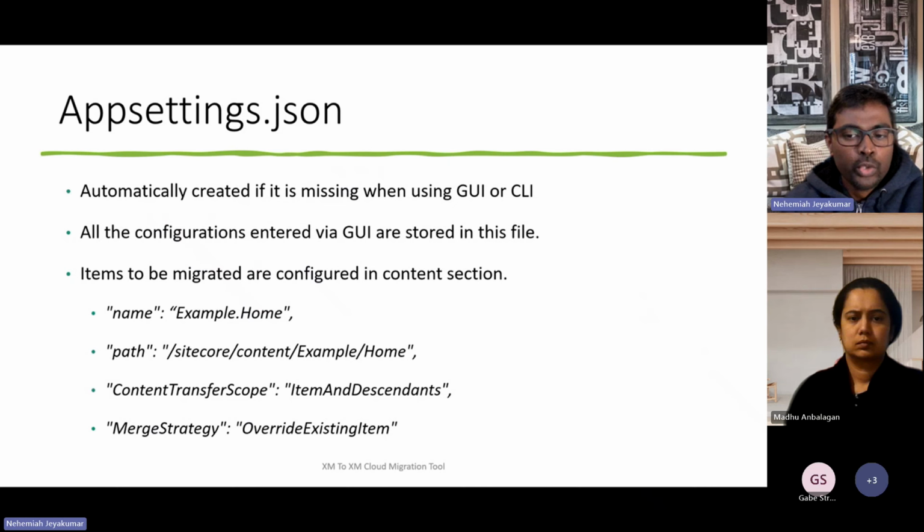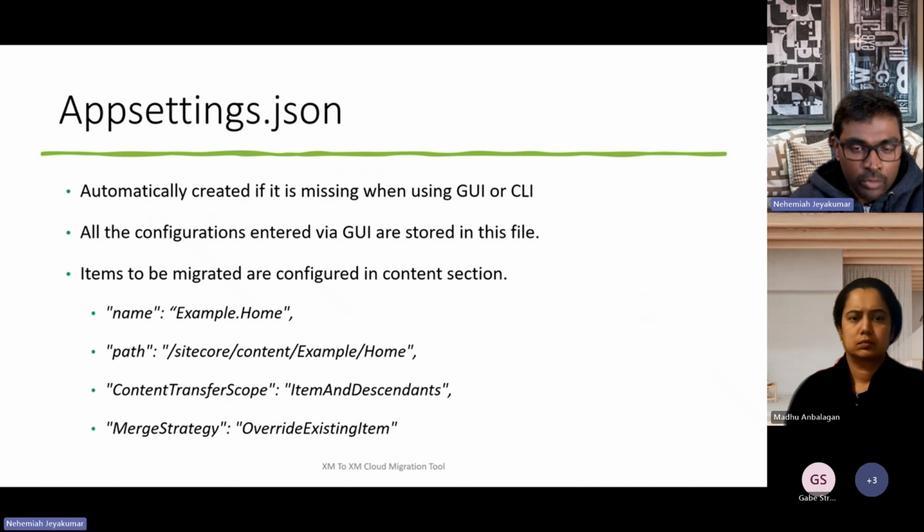It is more like how we do it in content serialization, where you specify the path, and also specify what type of migration, whether you want the item with sub-items, item with children, and also the merging strategy. All of these are part of this configuration. So there are two sets of configuration. One is the content transfer scope, which has a configuration called item and descendants, which is going to package every item and its descendants as well.